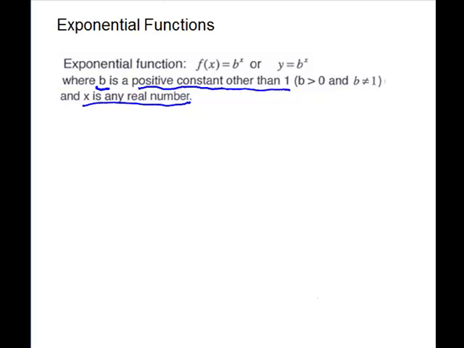Exponential functions. An exponential function is of the form f of x equals b to the x, or y equals b to the x. Your base is some positive constant other than 1. The x is any real number, so it is your exponent that is going to change, and it can be positive, negative, or fractions. So any real number for the exponent.